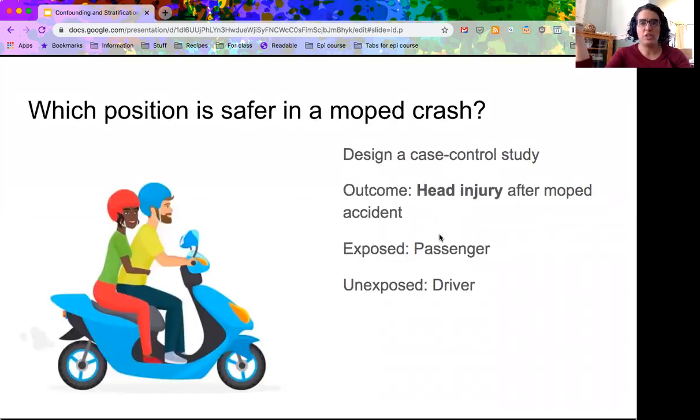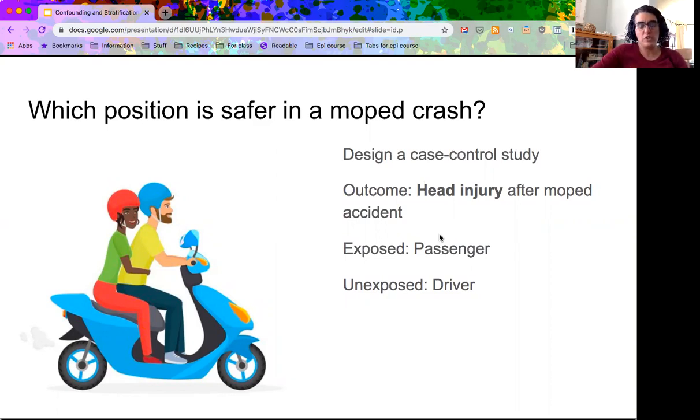So our question is, which position is safer in a moped study? You have the passenger and you have the driver. And what we really care about is not just safety in general, but specifically head injuries, which are the particularly damaging sort of accident. So if you're thinking about head injuries, it kind of makes sense that the passenger looks more protected than the driver. In an accident, you think the driver would hit first.